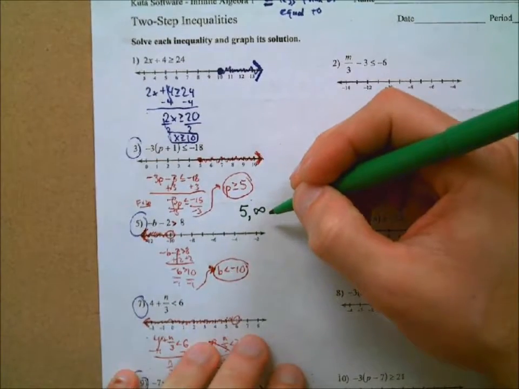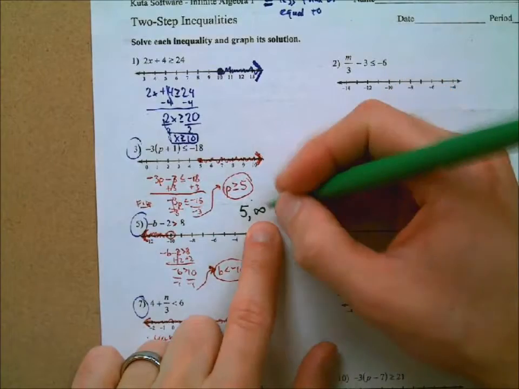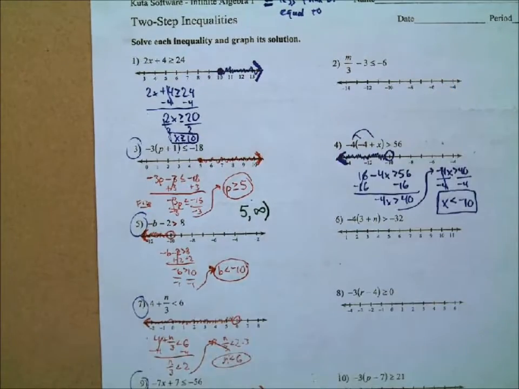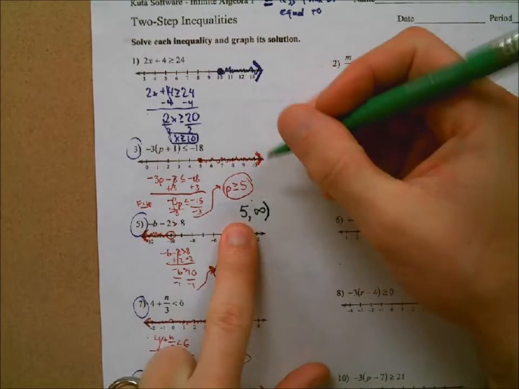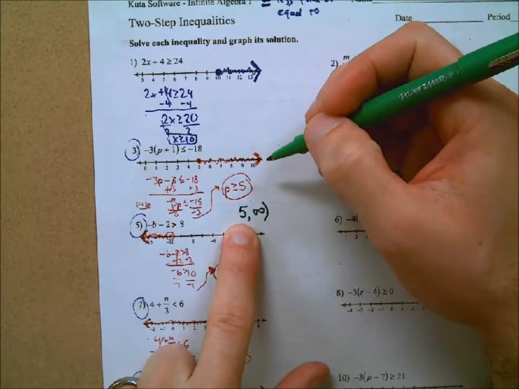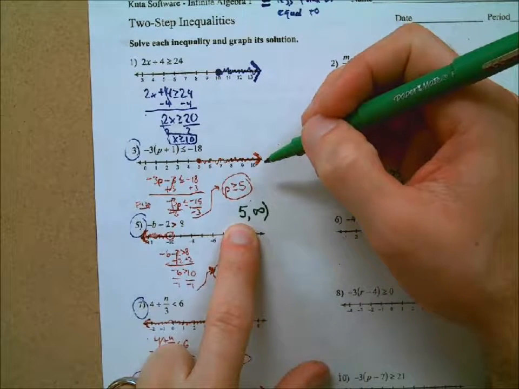There are two main kinds of grouping symbols we're going to use. For infinity, you will always, always, always put infinity with a parenthesis, either an open or closed parenthesis, depending on where it is. In this case, it's on the right, so we're going to close it. What does a parenthesis mean? It means you don't include that number. Infinity can never be included because it keeps going, it never stops. However, 5, should we include 5 in our solutions or should we not? According to the inequality, what should we do?